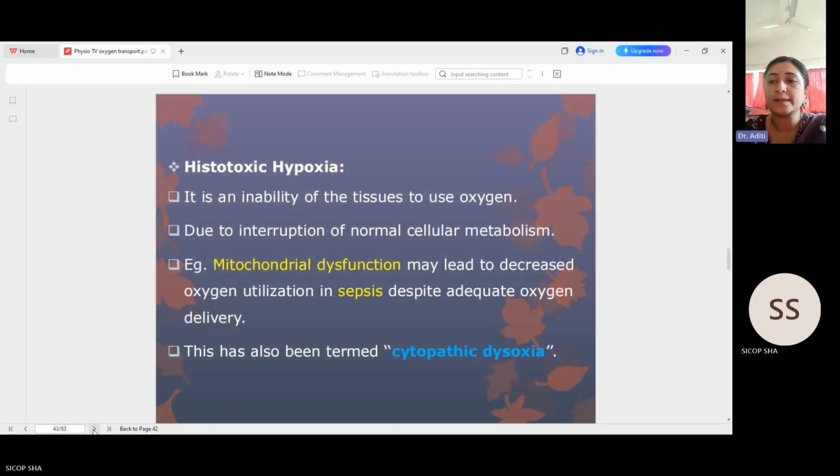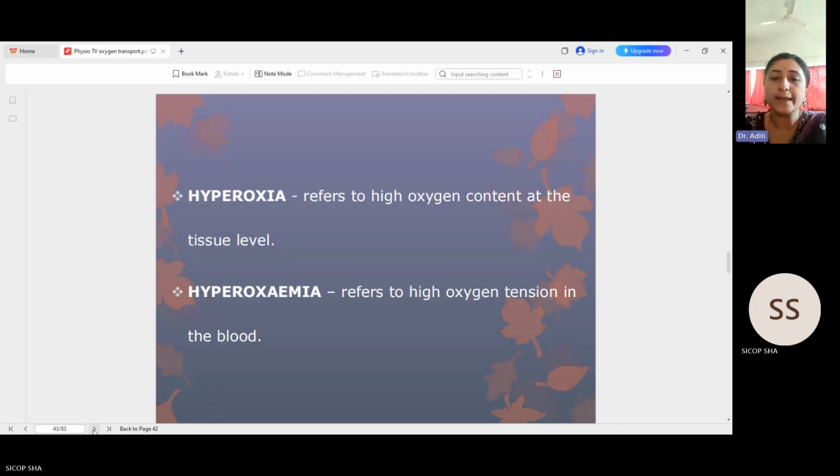Next is histotoxic hypoxia. It is an inability of the tissues to use oxygen because of interruption of normal cellular metabolism. For example, mitochondrial dysfunction may lead to decreased oxygen utilization in sepsis despite adequate oxygen delivery. So even if you give excess oxygen, the body is not able to utilize it because of mitochondrial dysfunction. This has also been termed cytopathic dysoxia. Next, so this was all about hypoxemia.